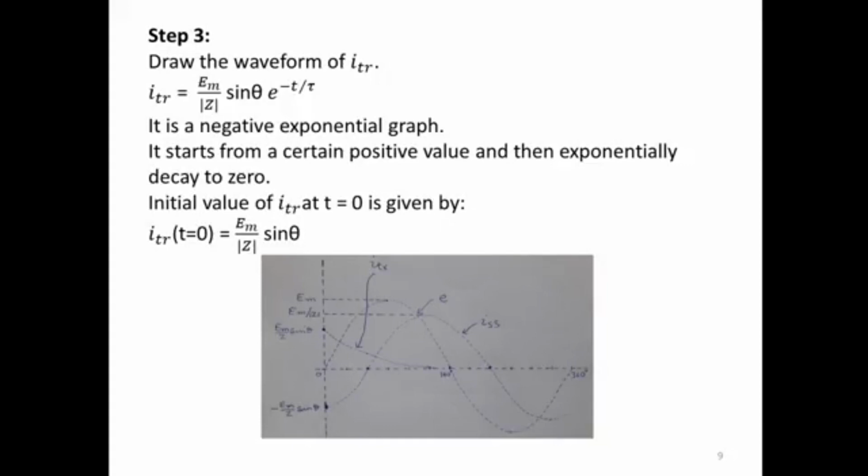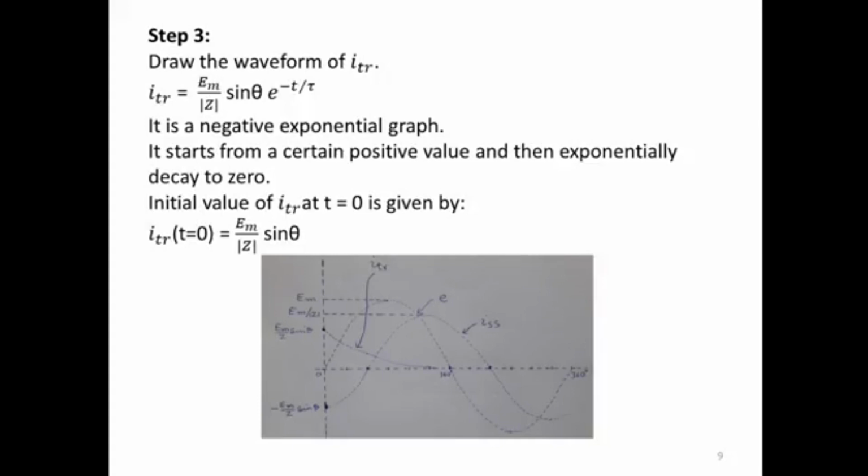Again, you can find the initial value by the same process, by putting t equal to 0. As I said earlier, transient current is a function of time. To find its initial value, you put t equal to 0 to get the initial value of transient current, which is equal to Em by Z sine theta. As you can see in the figure, the transient will start at a positive value equal to Em by Z sine theta and then start decaying to 0.